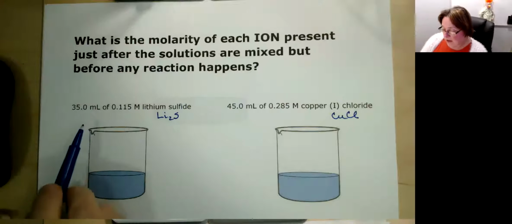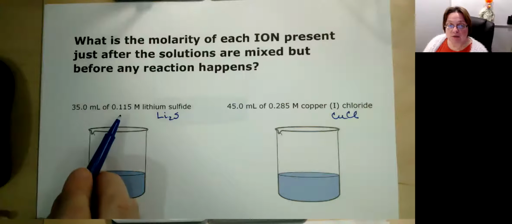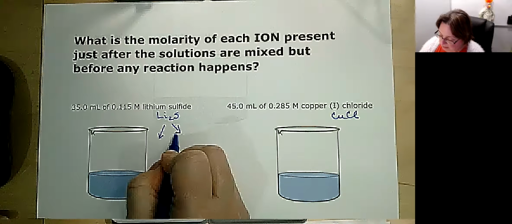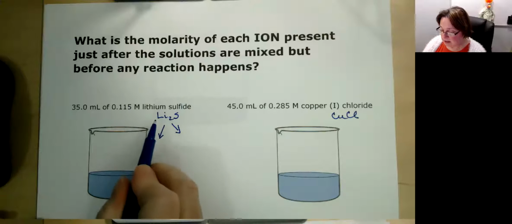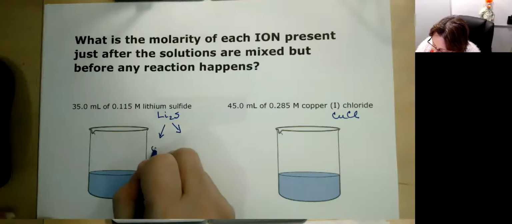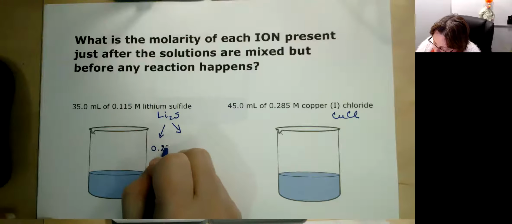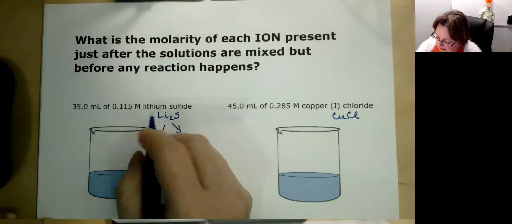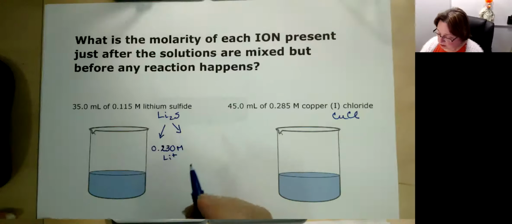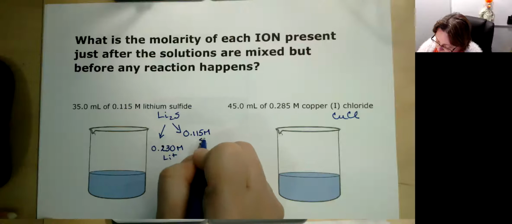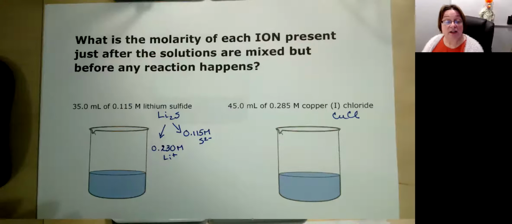And we have 35 milliliters of 0.115 molar lithium sulfide. When this goes into the water, we're going to get twice as many lithium ions as we had lithium sulfide units. So we will have 0.230 molar lithium ions. And the sulfide, we're just going to get 1 for every 1 unit we started with. So the sulfide ions will be at 0.115 molar. That's our sulfide ion concentration when it's in its own container before we've done anything to it.